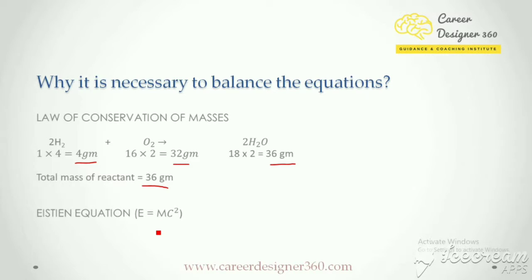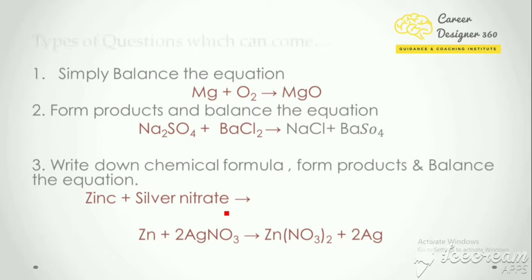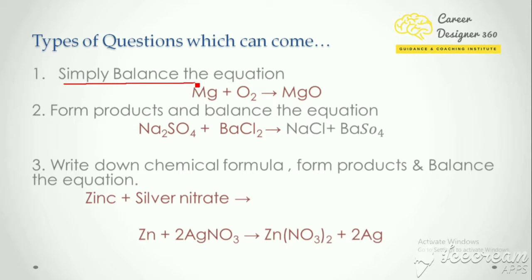Now what can be the different types of questions that can be framed from this part? There can be 3 types of questions which can come. The very first being simply balance the equation. In this type of question, a chemical equation will be given to you where the number of atoms of different elements is different on the left hand side and the right hand side. So what you have to do is chalk out the differences and then balance it. You have to make the number of atoms the same.